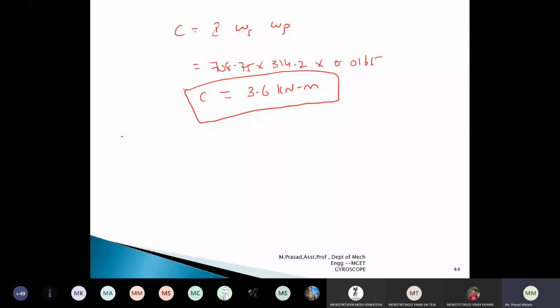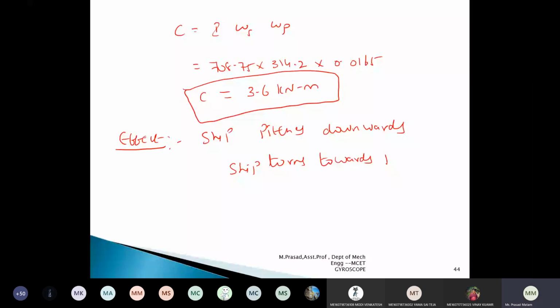And what is the effect here? Gyroscopic effect. Here the ship pitches downwards. When the ship pitches downwards, the gyroscopic effect is that the ship turns towards the port side, that is the left side. That is the answer. When the ship pitches downwards, the ship turns towards the port side.